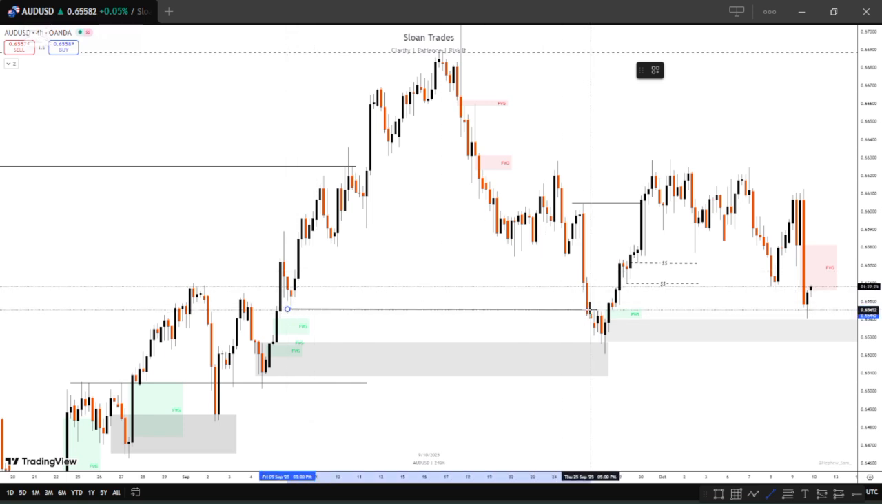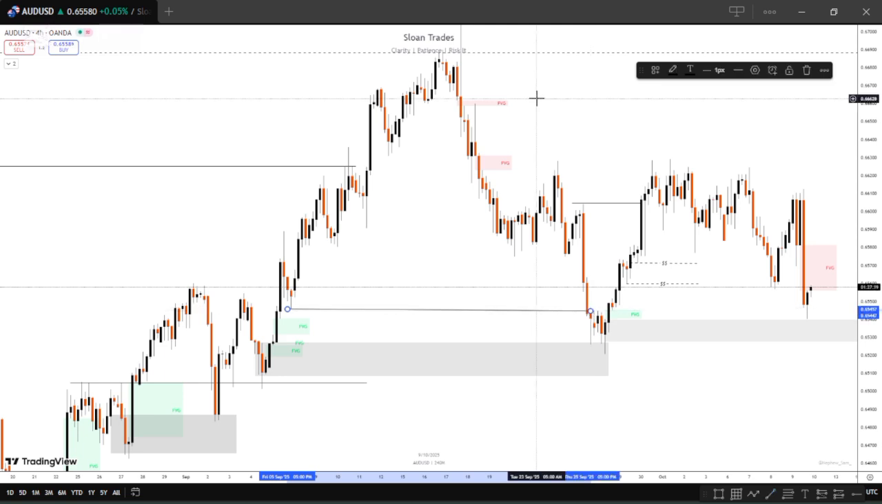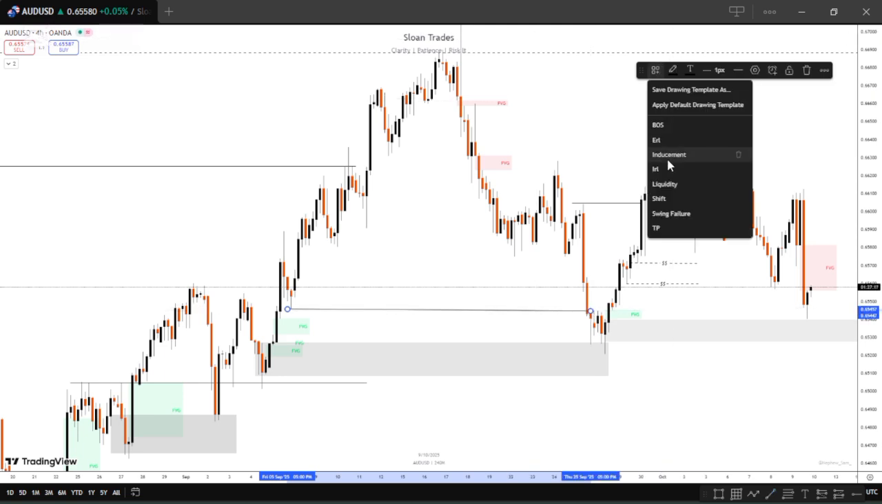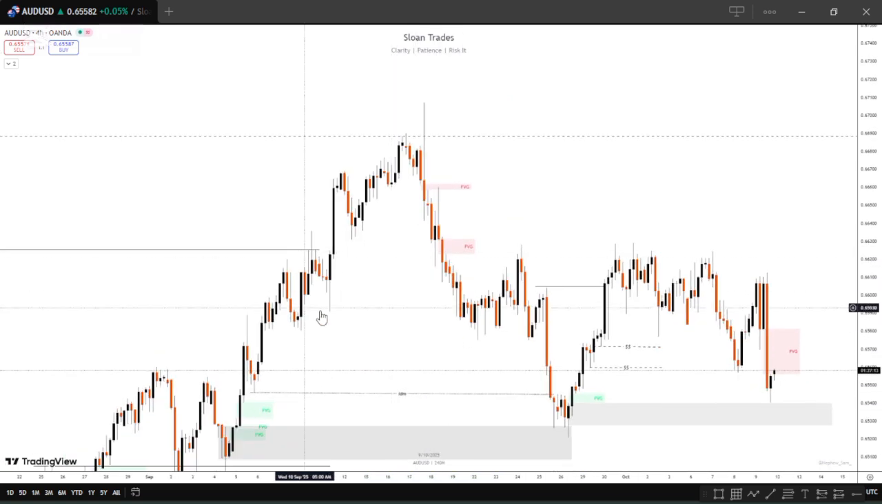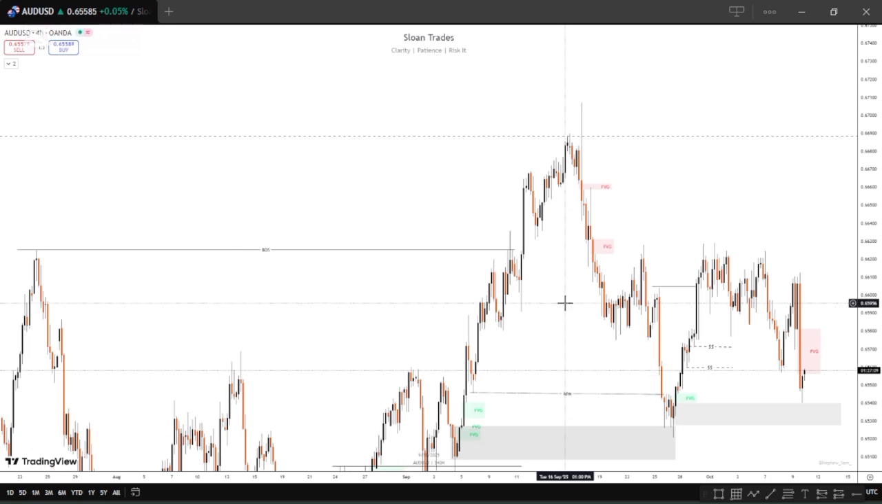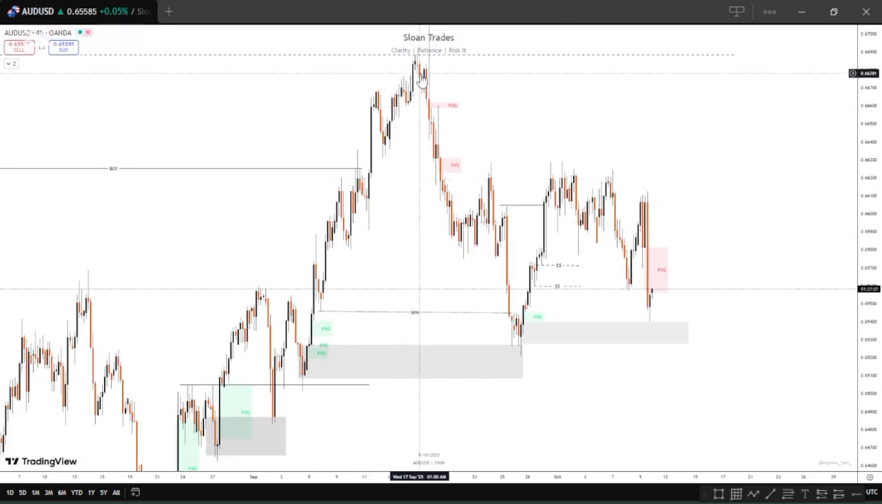This was a pullback before the break of structure. So I'm tagging this inducement, and eventually there was the last break of structure here at this zone. All right, so after the break of structure, what I'm looking at now is a retest into my key level.